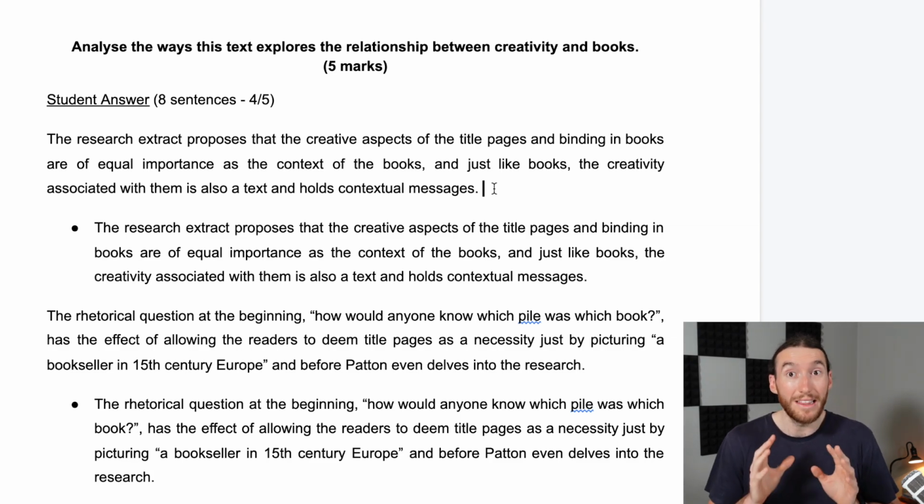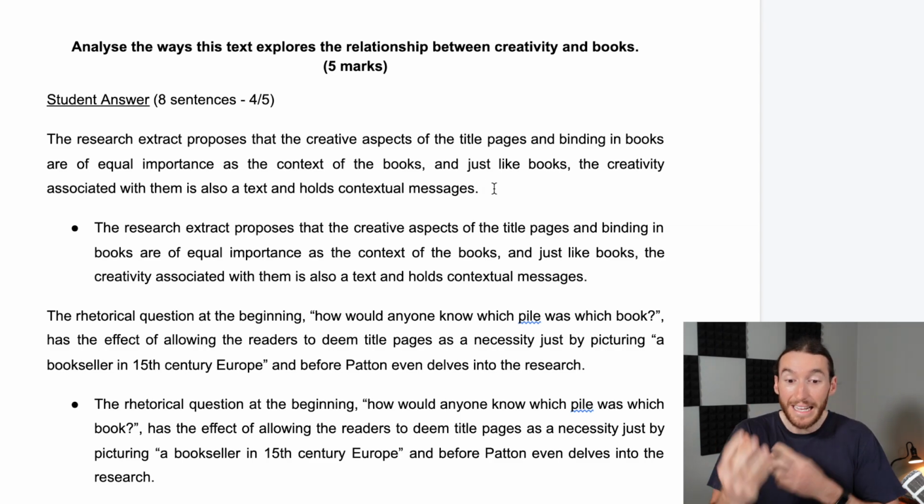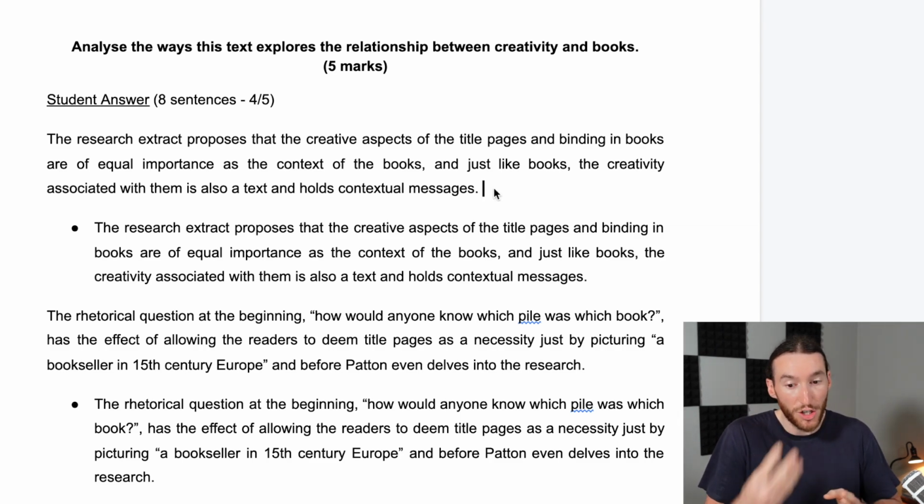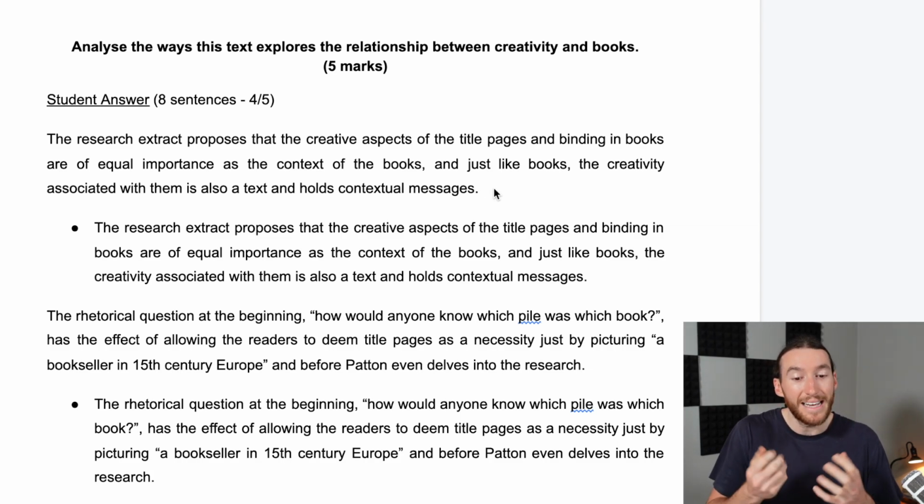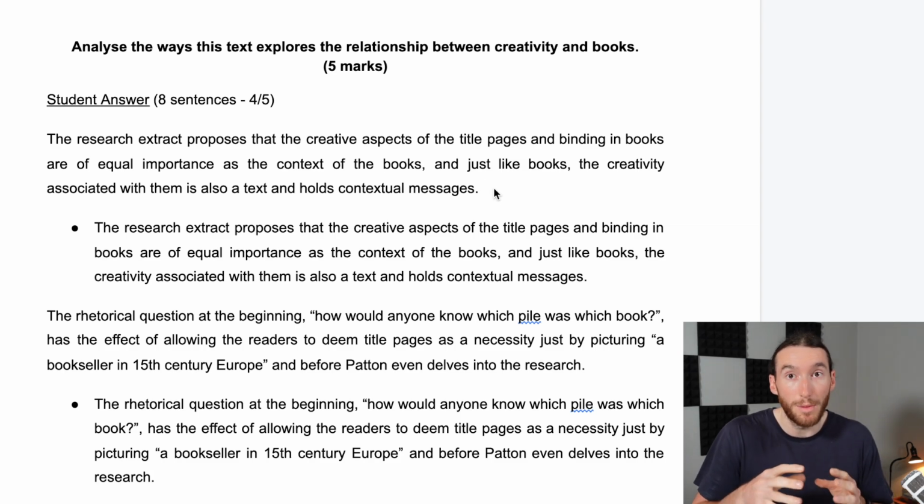I actually really like this topic sentence because it's very specific and it definitely answers the question as to what the relationship is. It says that they are equally important. The creativity of the title page, that is, so we've specified it's about the title page and the binding, and we're saying they're of equal importance and that the creativity actually holds messages just like the books. So I can clearly see you talking about a relationship. As I said, you could have talked about how the relationship was evolving.